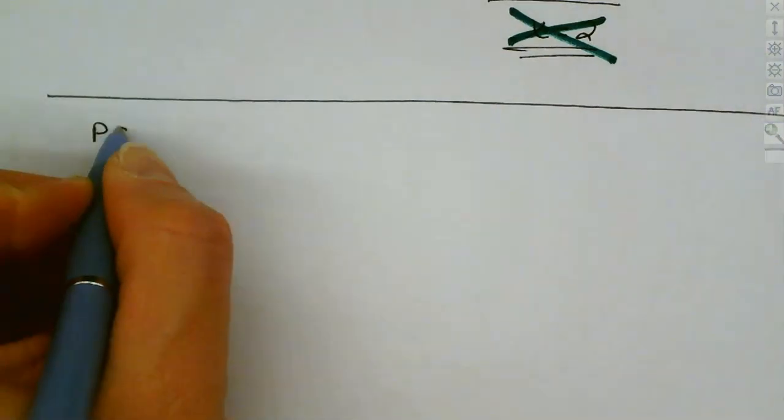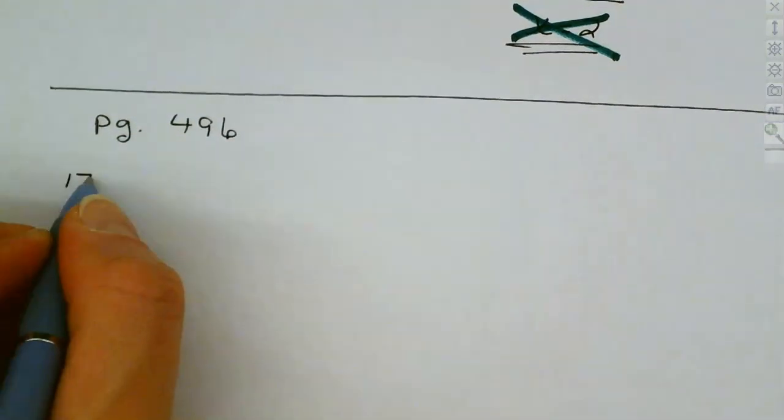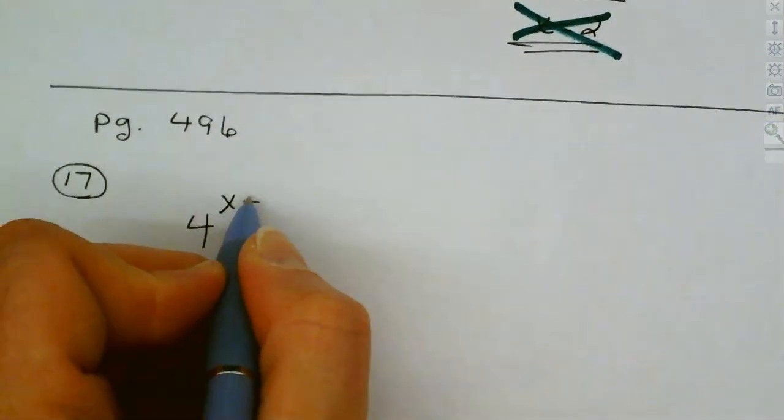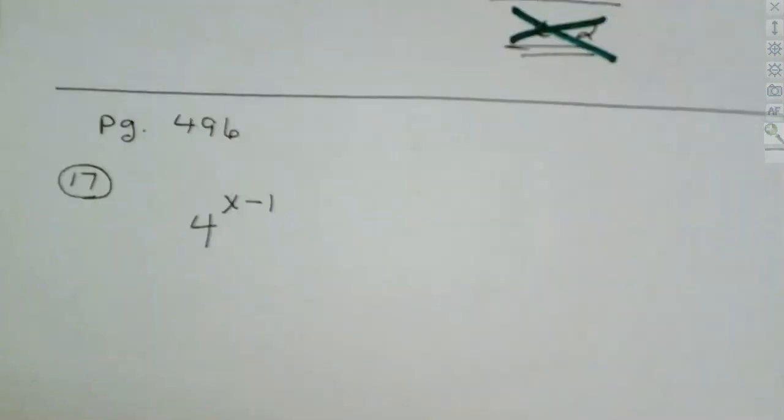Okay, we're in 4-5 here. So let's look now at question number, we'll just pick one of these. How about question number 17? And this is on page 496. So page 496. We're going to look at question 17. Okay, so we're going to look at these. And we're going to try to get this to the nearest 1,000.